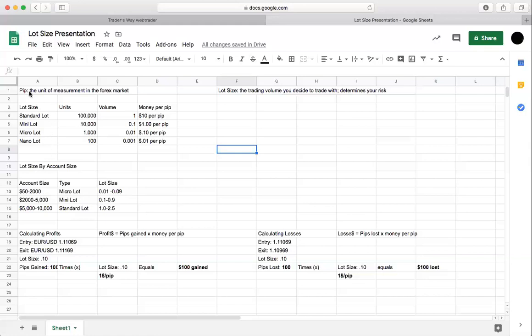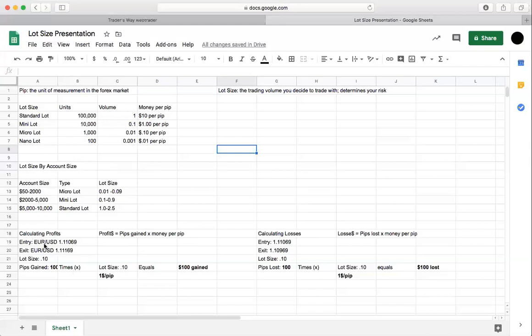So now that we've discussed the definition of a pip and a lot size, and we've discussed the different types of lot sizes, as well as giving you some recommendations on which lot sizes you should be using based on your account size, we will now transition to calculating our profits and calculating losses, right? So in order to calculate your profits, you just need to take your pips gained on your trade and multiply it by the money per pip that corresponds to your lot size.